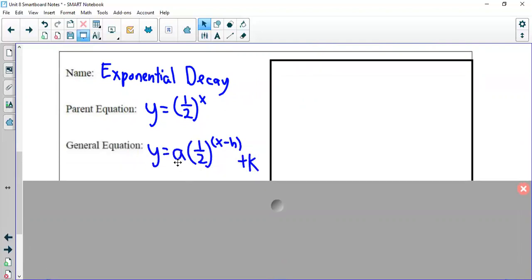The a is still going to be in the very front. My x is in the exponent, and the x minus h are always together. So x minus h is now in the exponent. Again, we put that in parentheses to show that it's in the exponent, and our plus k still by himself or herself.